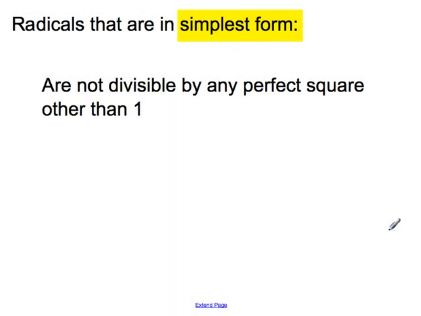To summarize, radicals that are in simplest form are not divisible by any perfect square other than 1. So if you can divide out that perfect square, you need to.